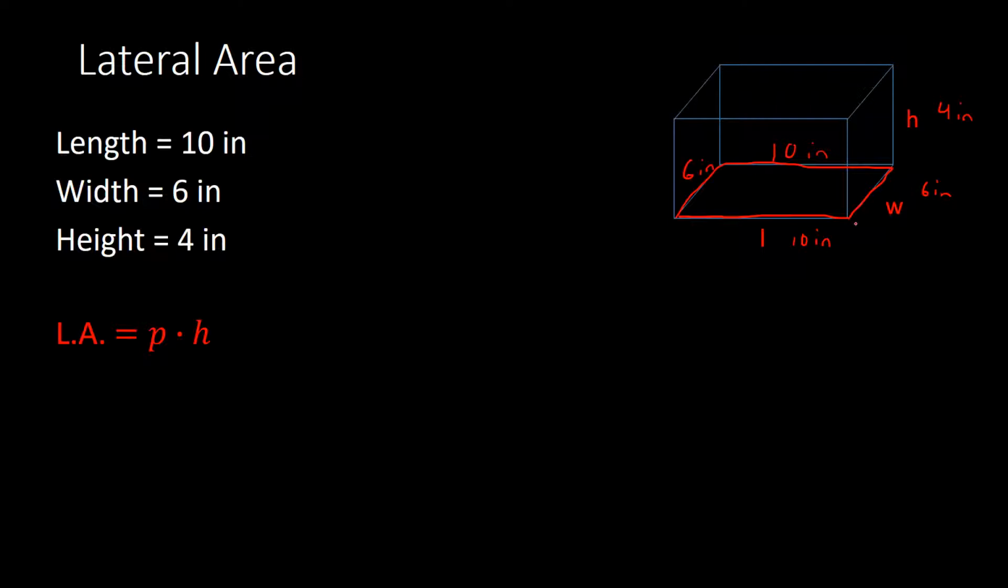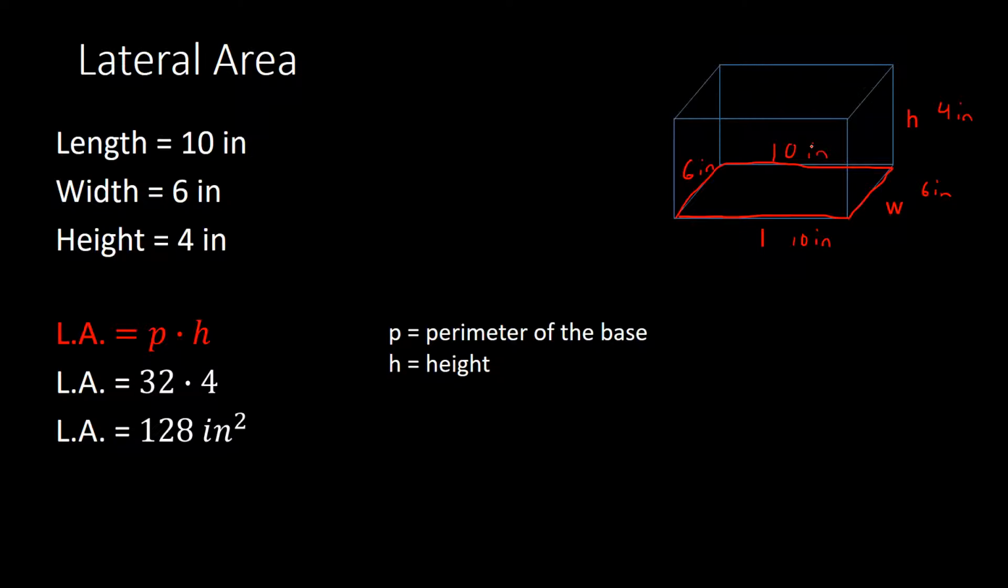So we add all those together, and I get 32 for the perimeter. So 32 is the perimeter, the height is 4 inches, so we have 32 times 4, which would give me 128 square inches.